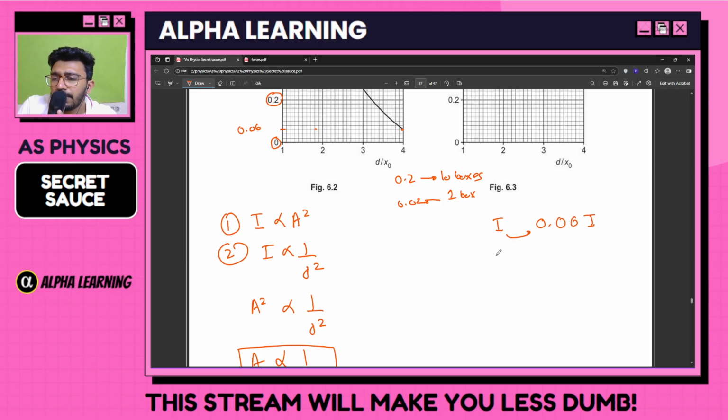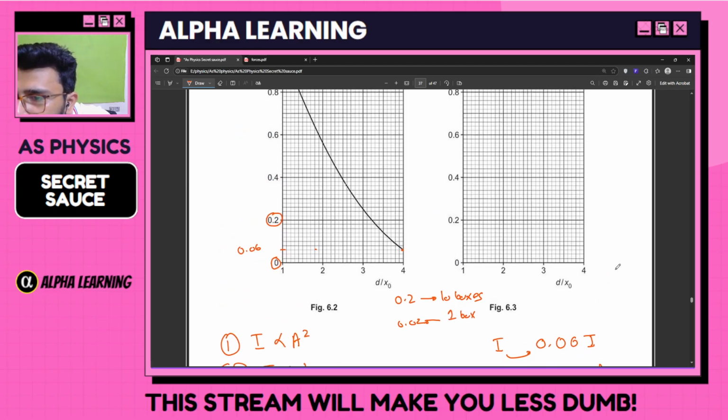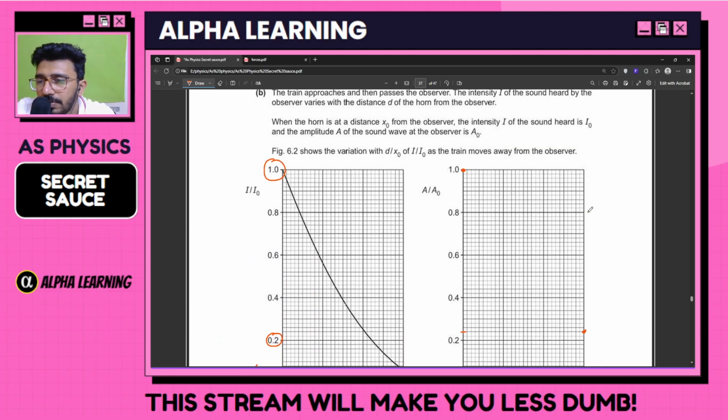What will happen to amplitude? Amplitude will go from A to square root of 0.06 A. Always remember, whatever happens to intensity, square root happens to amplitude. So amplitude will be 0.24 A. So you have to take 0.24 here, that is roughly here at 4 seconds. You have the second point as well. You can draw a curve sort of like this.